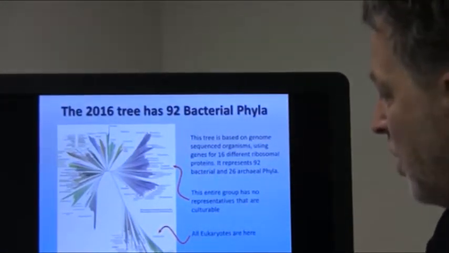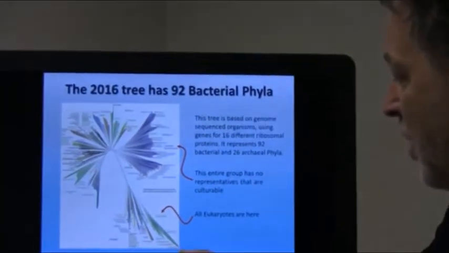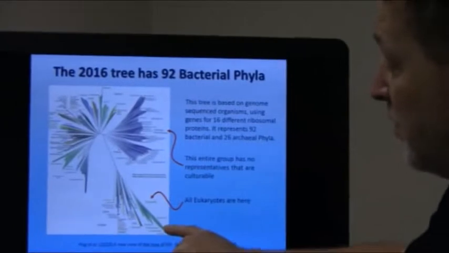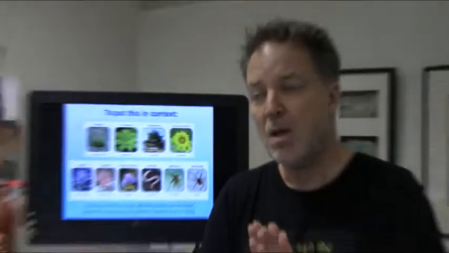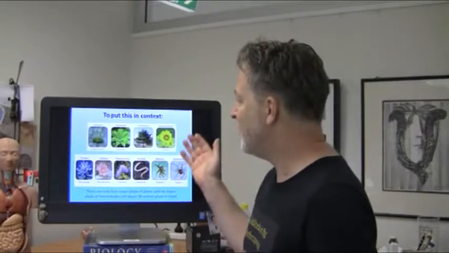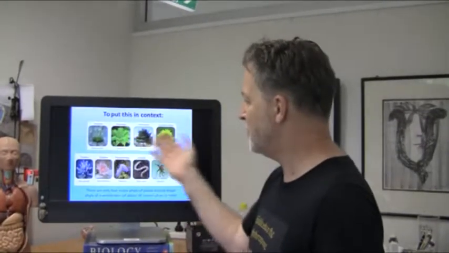And by the way, you and I are down here on the tips of this tree, along with all the plants and all the fungi. Okay, so let's put this in context. There's 92 phyla of bacteria, but there's only 4 phyla of plants, mosses through to flowering plants, and there's only about 6 major phyla of invertebrates and 30 animal phyla in total. So clearly the bacterial world contains an enormous diversity of organisms, 3 times the total number of phyla that we find in the animal kingdom.